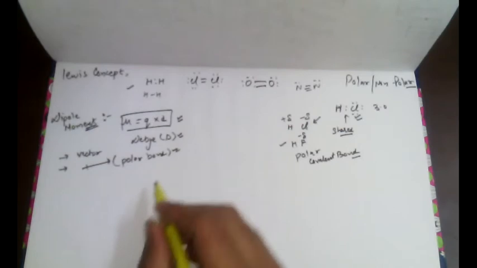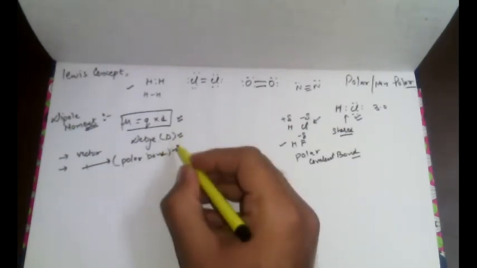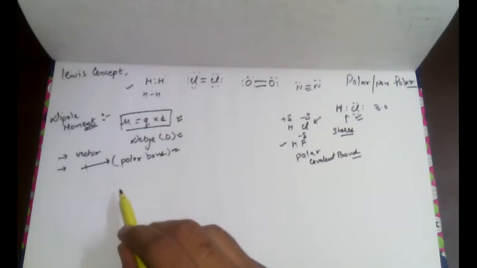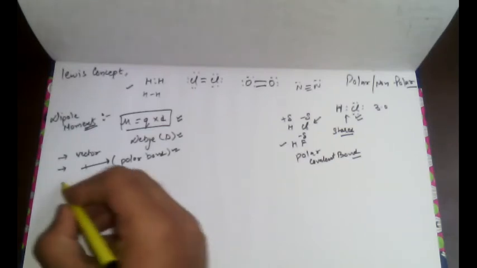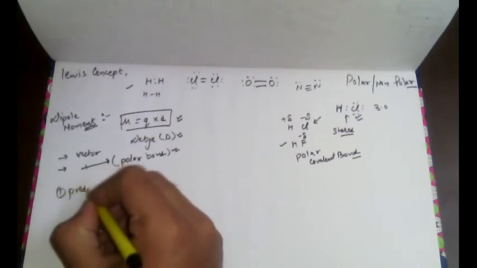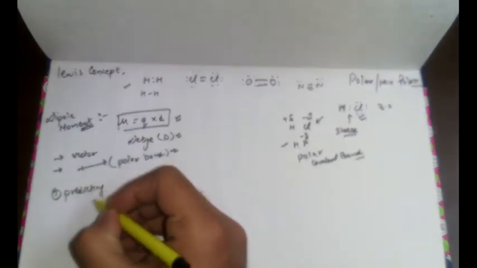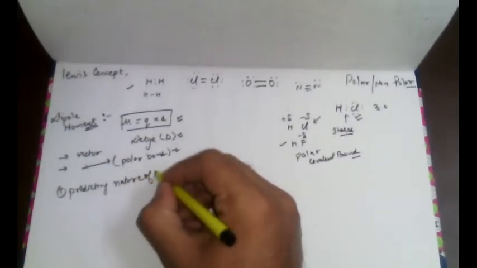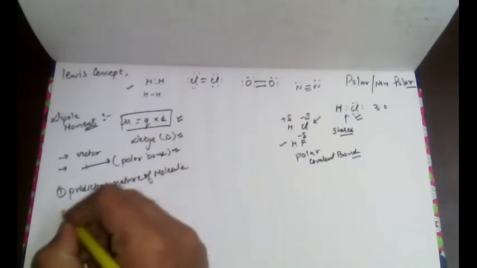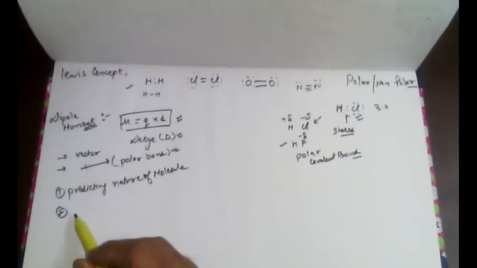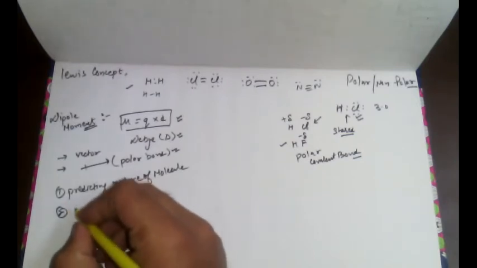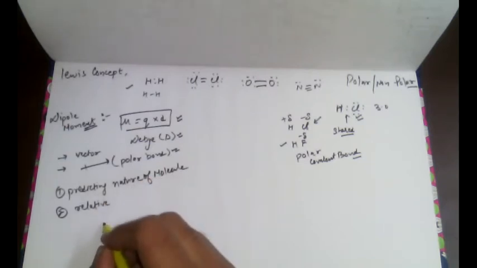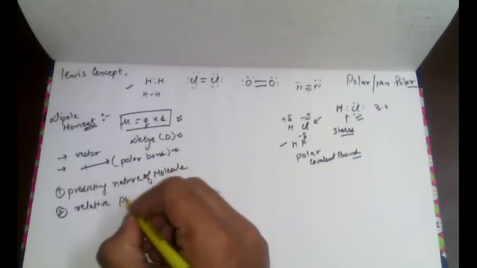So what is the usage of dipole moment? Why do we study dipole moment? Some useful statements of dipole moment. First one is predicting the nature of the molecule, whether it is polar or non-polar. Second, we study dipole moment in order to understand the relative polarity. Relative means to compare with other molecules. Relative polarity comparison.